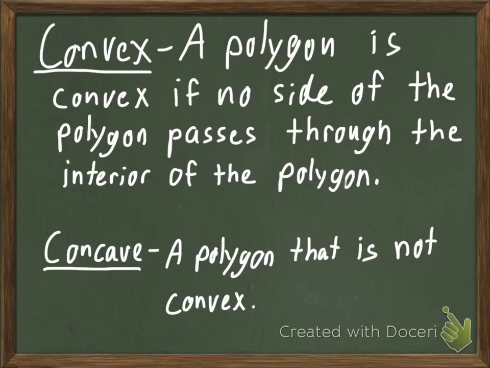And let's just formalize these two definitions. So convex: a polygon is convex if no side of the polygon passes through the interior of the polygon. And concave is a very simple definition: a polygon that's not convex. So if it's convex, no side on the inside; concave means it's not convex.